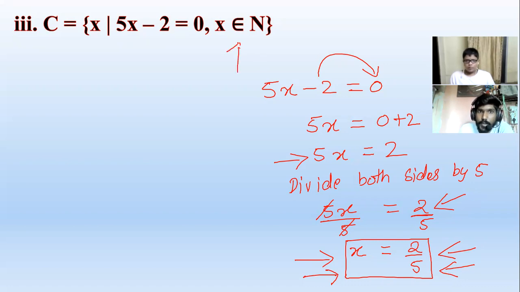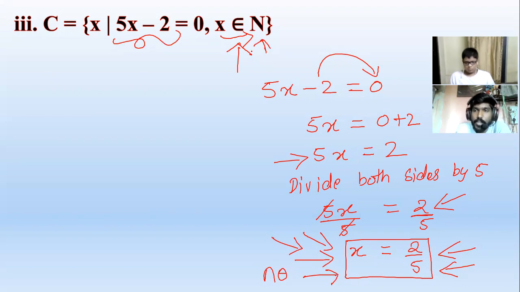But come back to your question. What is x? Natural numbers. Is this a natural number? No, sir. This is not a natural number. So there is no such x that will satisfy this equation and also be a natural number. Such x does not exist. So will set C be empty? Yes, sir. It will be empty, correct? Have you understood why it will be empty? Yes, sir.